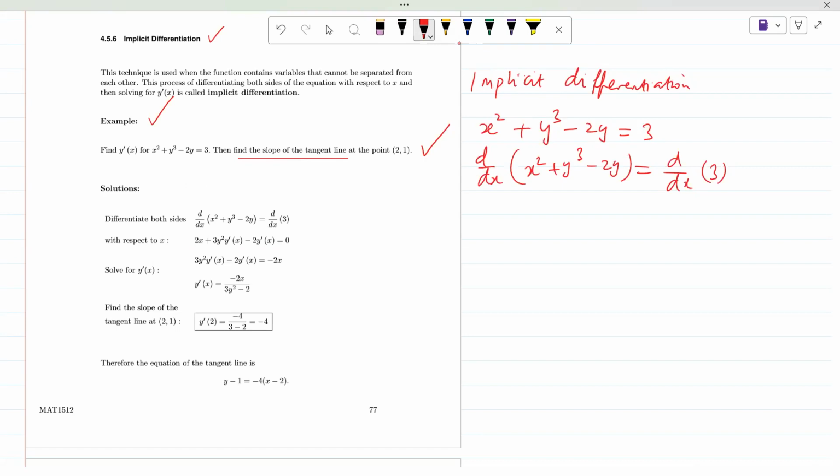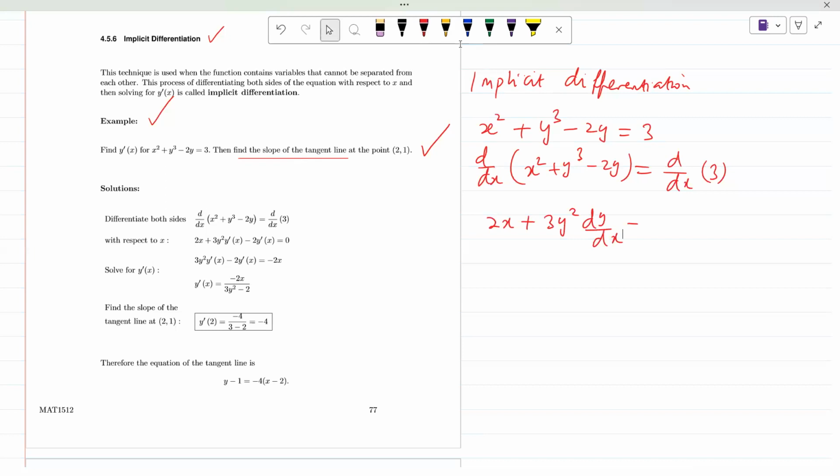So we find the derivative of x squared. What's the derivative of x squared? It is only 2x. Then we find the derivative of y cubed, but the variable is y, so it becomes 3y squared, and then you put a dy/dx.